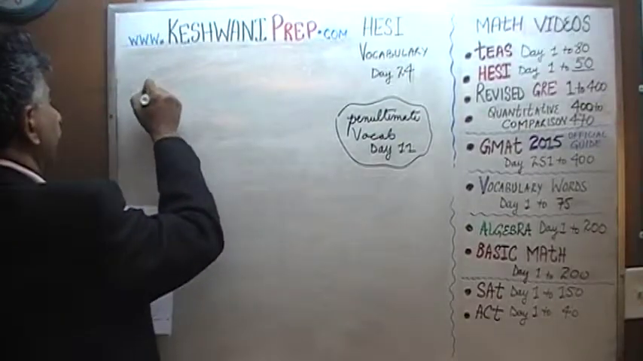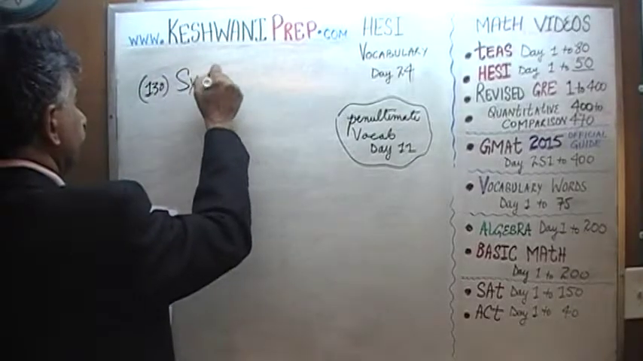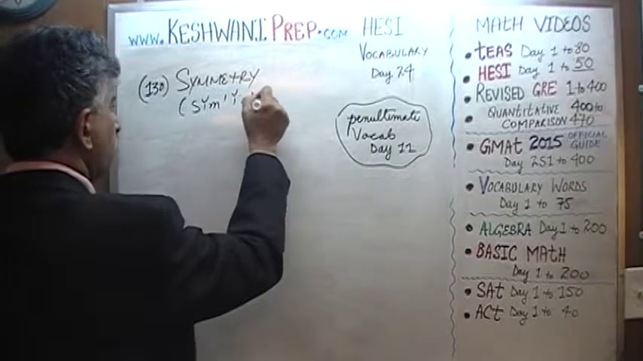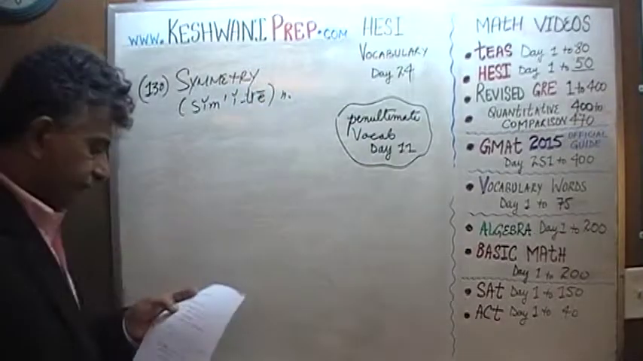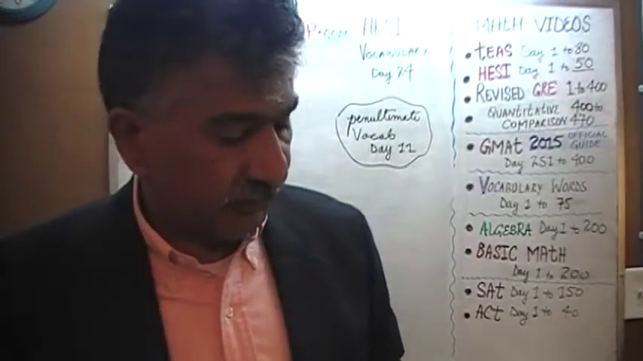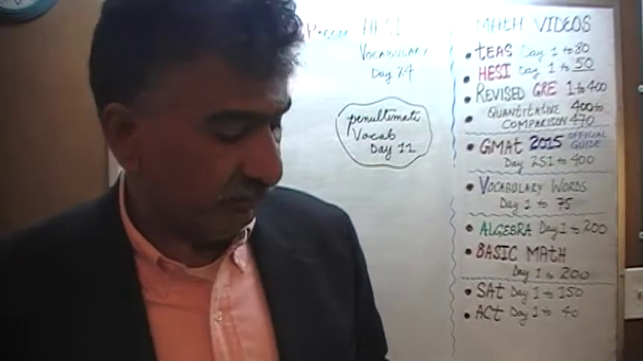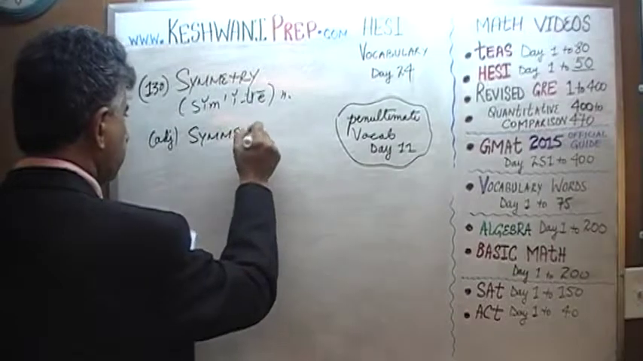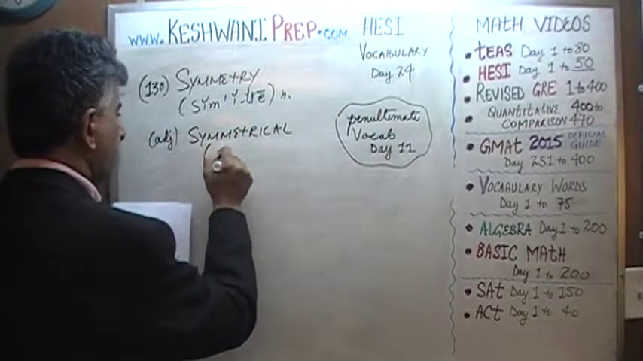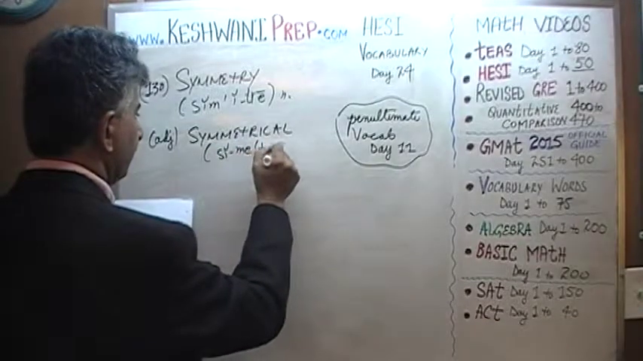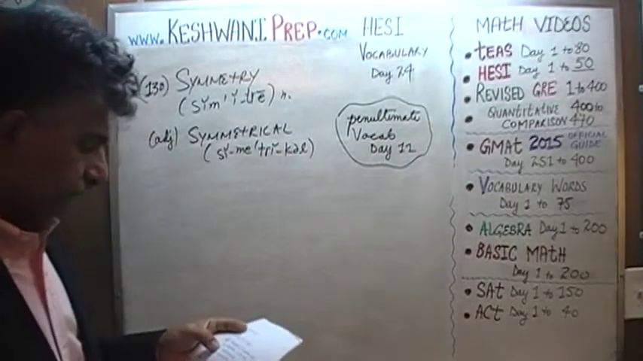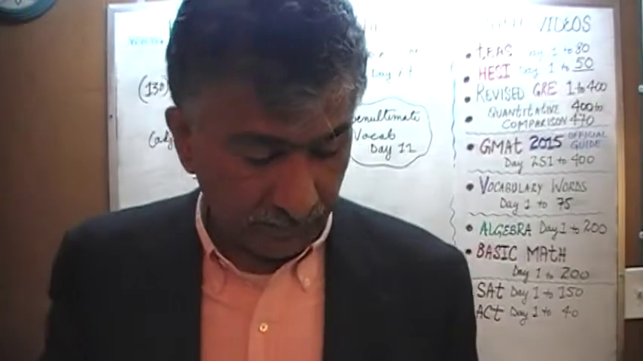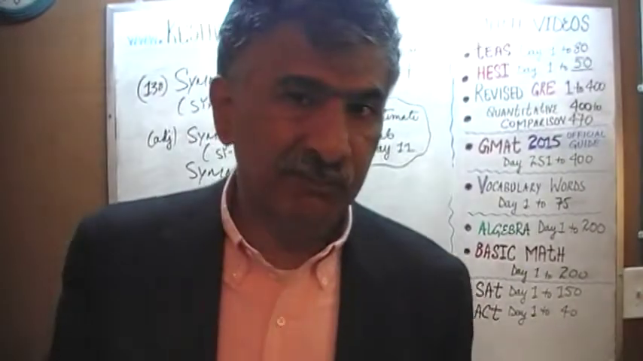Number 130 is what we're going to start with. Very simple word, of course. Symmetry. I'm not going to explain what symmetry means. The reason we are putting this word on the blackboard is so that we can learn all the other parts of speech. What is an adjective of it? The adjective would be symmetrical, or sometimes people say symmetric. Symmetric and symmetrical are both equally acceptable. You can say that these two are symmetrical or these two are symmetric.